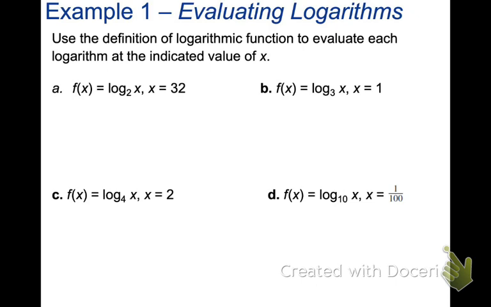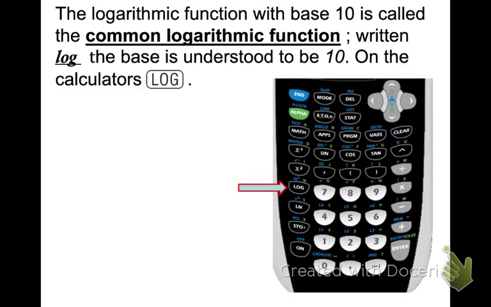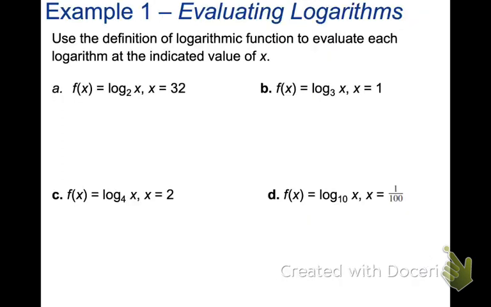Okay, so in your book, and I don't know why they do this, they write the problem like this. It says, use the definition of logarithmic functions to evaluate each function. So it's f of x equals log base 2 of x. And then they say x is 32. So why didn't they just write log base 2 of 32? I don't understand why, but that's all it is.